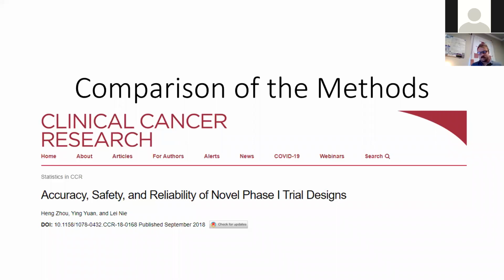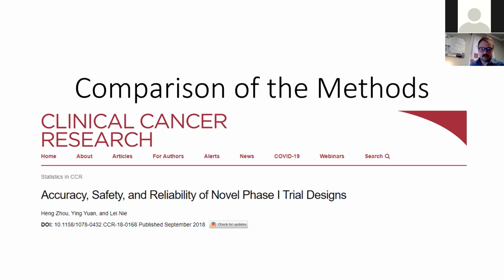So finally, I've mentioned that we have all these designs and they perform better, but I haven't really pointed to any proof other than just conjecture. So here's a sample publication kind of giving some proof on why these designs perform better than the 3+3.